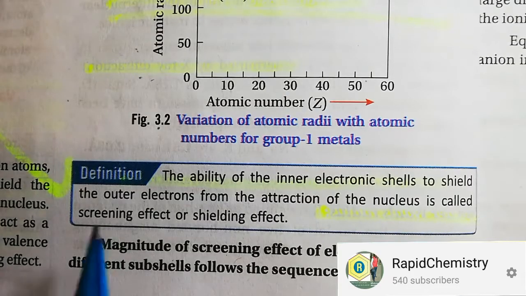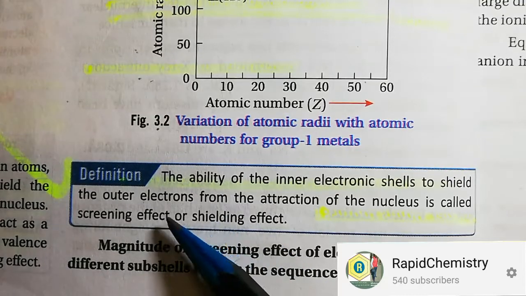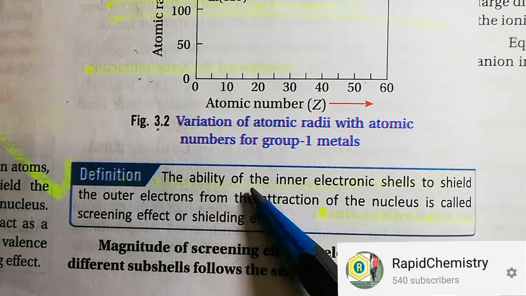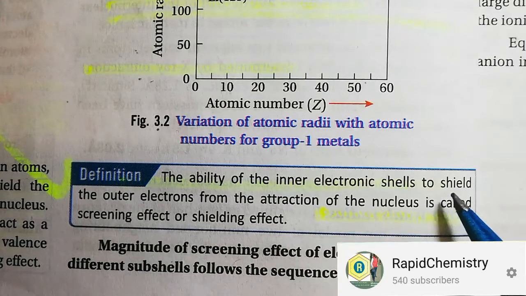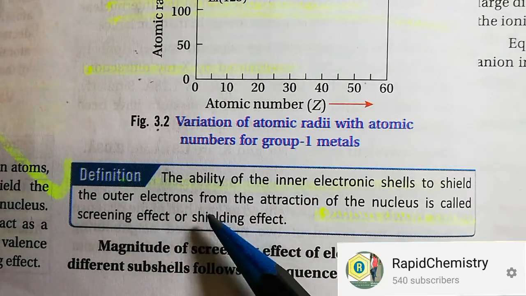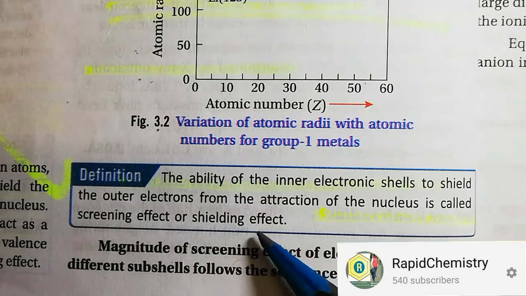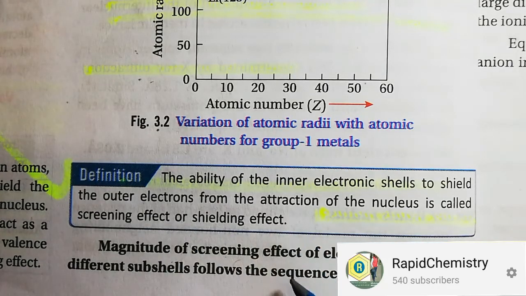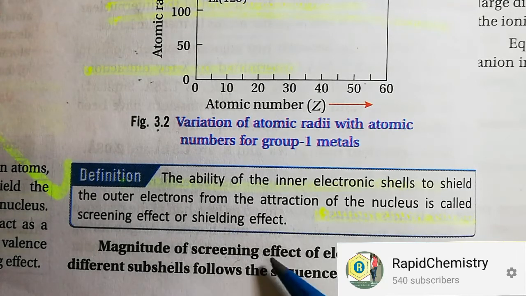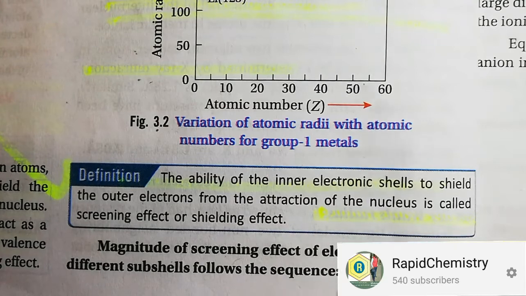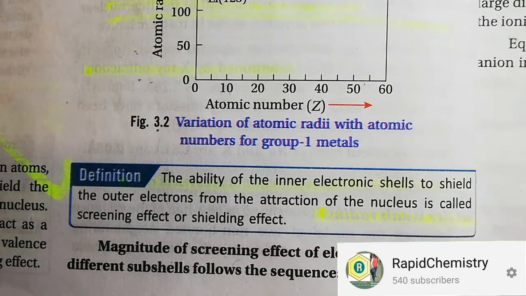And here is the definition for screening effect or shielding effect. The ability of the inner electronic shells to shield the outer electrons from the attraction of the nucleus is called screening effect or shielding effect. And it has been found that the screening effect is maximum for s electrons, and then p, then d, and then f. Okay, so the magnitude of screening effect of electrons belonging to the different subshells follows that sequence. You must remember that one.